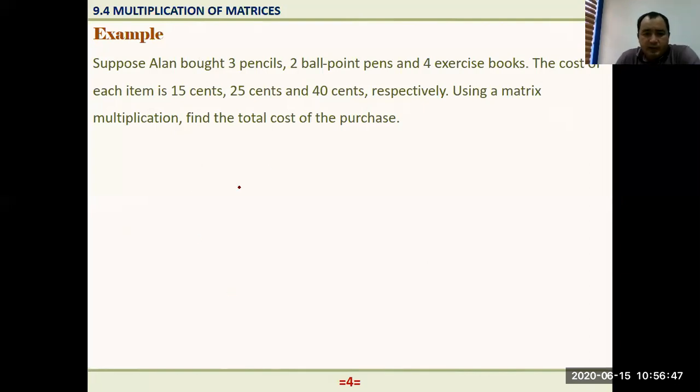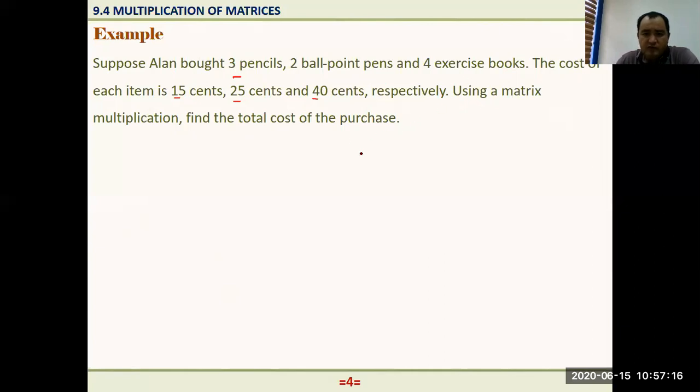Okay, let's start with this example. Suppose Alan bought three pencils, 2 ballpoint pens, and 4 exercise books. The cost of each item is 15 cents, 25 cents, and 40 cents, respectively. Using matrix multiplication, find the cost of the purchase.